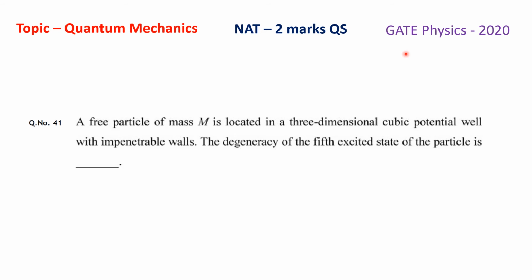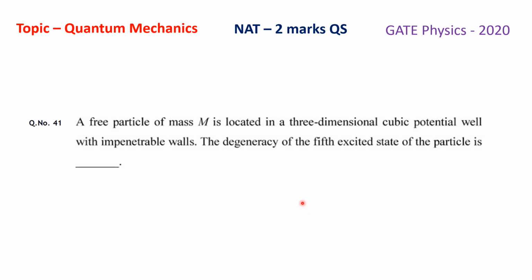This question was asked in the GATE Physics paper 2020. This is a numerical answer type question having 2 marks, and it was asked from the topic quantum mechanics. The question is: a free particle of mass capital M is located in a 3-dimensional cubic potential well with impenetrable walls. The degeneracy of the fifth excited state of the particle is, so we have to find the degeneracy of the fifth excited state of this particle in this cubic potential well.